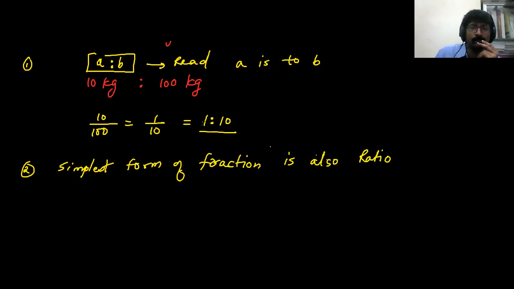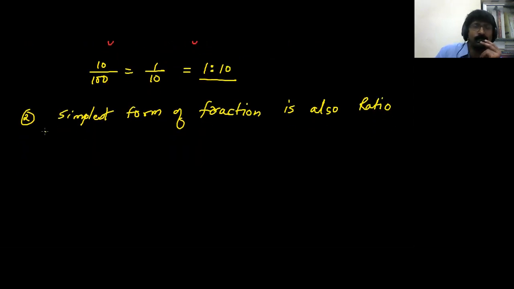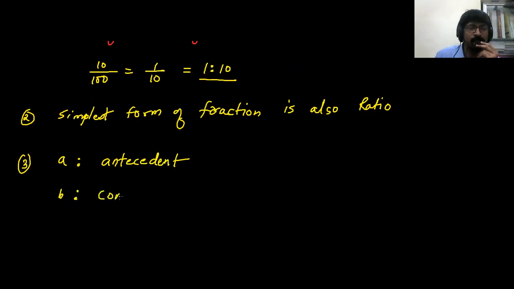Okay, and now the first quantity is called the antecedent and the second quantity is called the consequent. So that is the third important point. What is the third important point? A is called the antecedent, and what is B called? B is called the consequent.